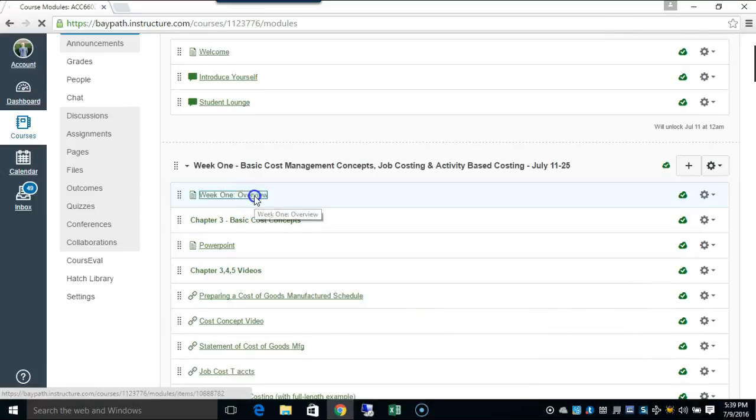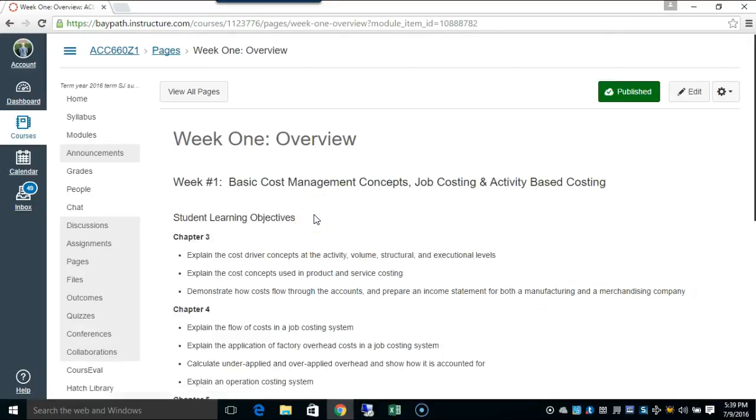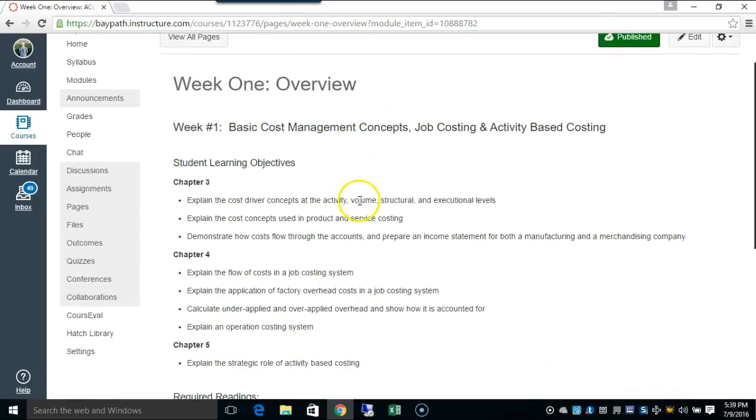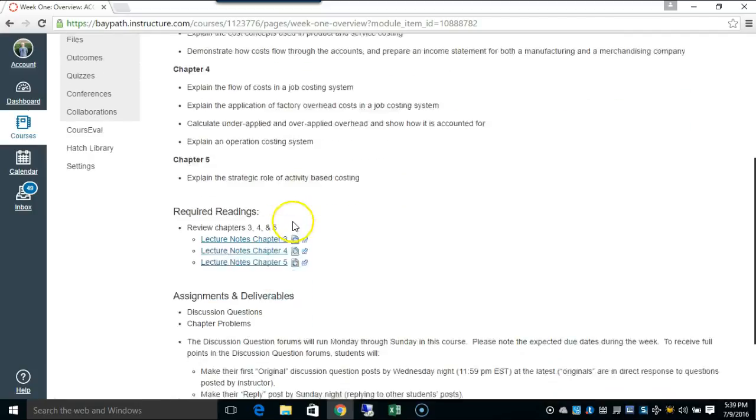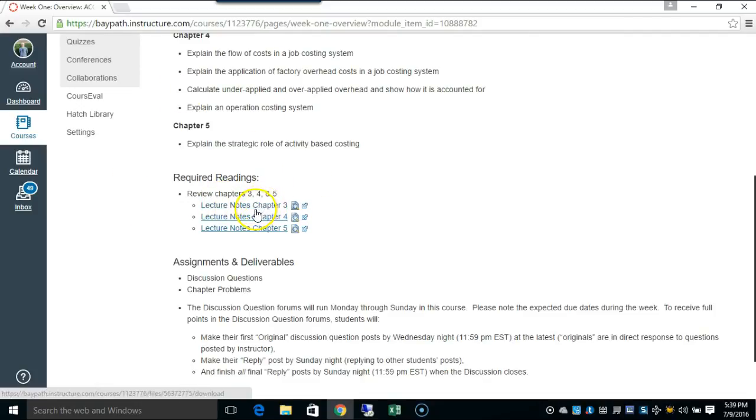So in every module, you're going to click on this week overview. And what this week overview does, it gives you basically a summary of each chapter and the learning objectives, what you're expected to learn. Now notice with each chapter, I have given you lecture notes. Some of these lecture notes are right from the book that you're required to have. And I've added other lecture notes from other cost accounting classes that I think supplement your learning objectives a little better than the lecture notes from the book.